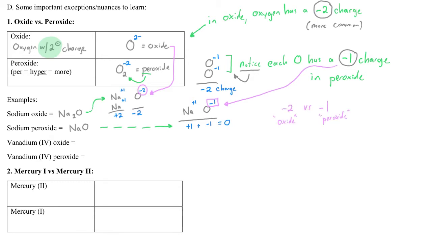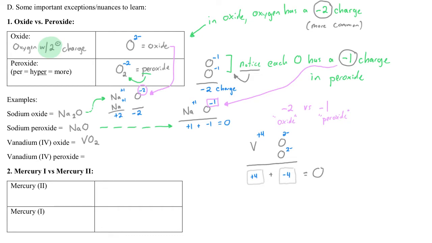Let's see if we can write down the formula for vanadium 4 oxide. If we're talking about vanadium 4 oxide, that means vanadium has a +4 charge. Now we have to balance that +4 charge with a -4 charge. And if we're going to do that with oxide, that means we need to have 2 oxides, because each oxide has a 2 negative charge. So that adds up to -4 charges to balance our 4 positive charges. So what's the formula for vanadium 4 oxide? That's correct. It's VO with a subscript 2 next to the oxygen.